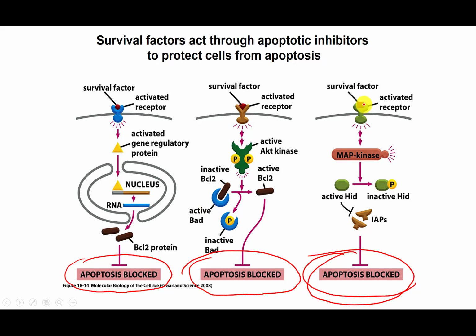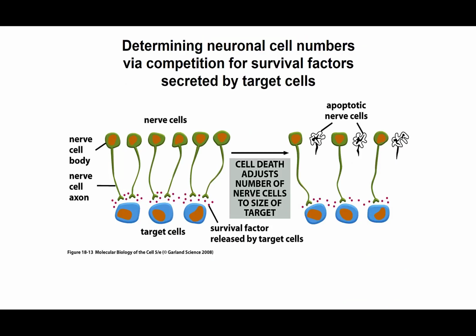In the final example, you can see a survival factor activates a particular receptor. Eventually, you activate a MAP kinase. Check out how HID normally works. HID normally stops IAPs, and if MAP kinases are activated, they'll phosphorylate HID, making HID inactive. And if HID is inactive, you can't stop the IAPs, so the IAPs do their thing. They inhibit apoptosis.